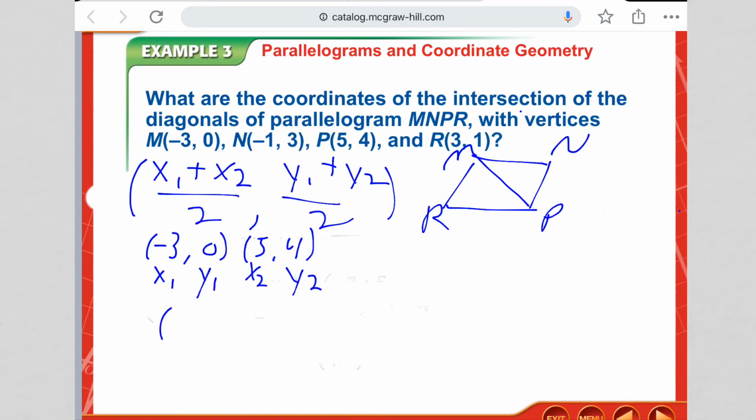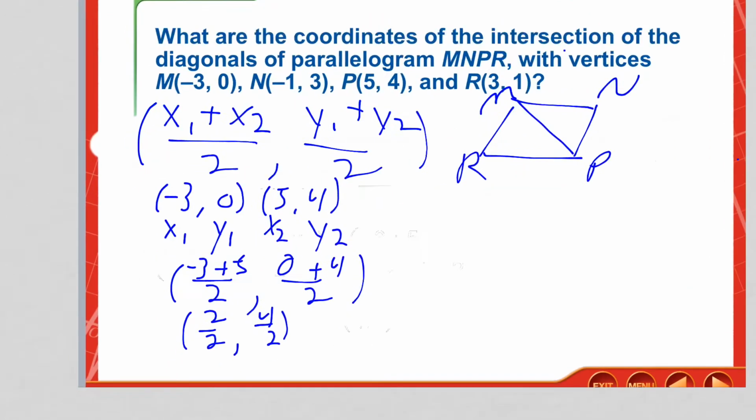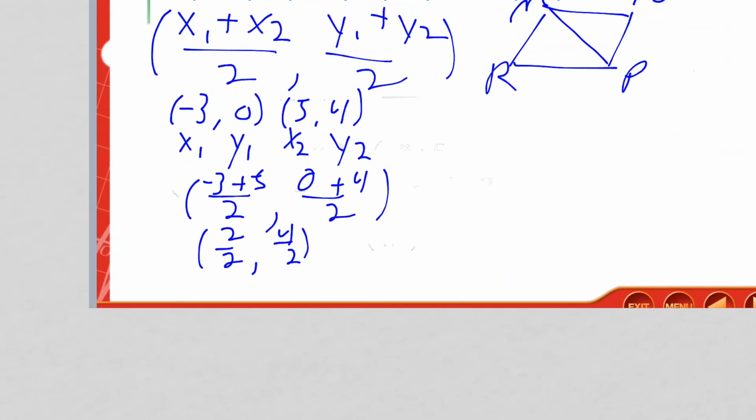So when we plug it in our formula, x1 would be -3 plus 5 over 2, and then your y1 would be 0, and then plus 4 over 2. So -3 plus 5 would be 2 divided by 2. 0 plus 4 would be 4 divided by 2. So then 2 divided by 2 is 1, 4 divided by 2 is 2. Our coordinate would be (1, 2).